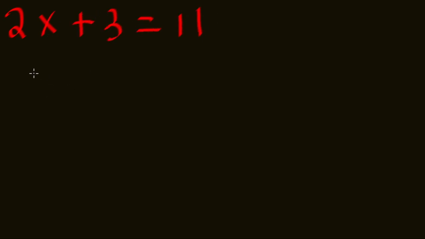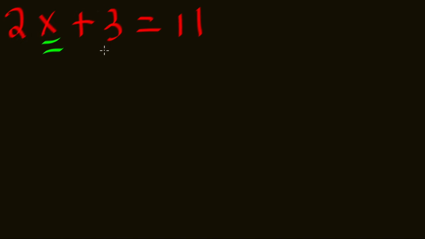Let's look at this first problem. 2x plus 3 equals 11. So what we need to do is solve for x. So we need to isolate the x, meaning get rid of everything and leave x by itself. First, according to the two-step method, we need to get rid of this addition, plus 3. Then we need to get rid of the multiplication, because this is 2 times x.